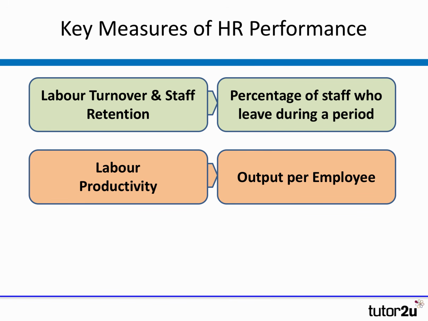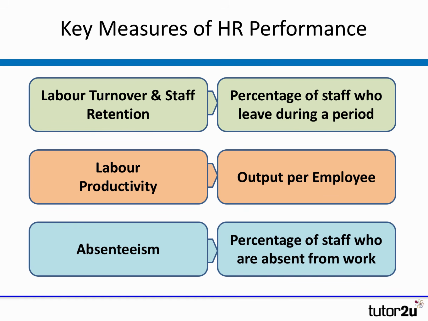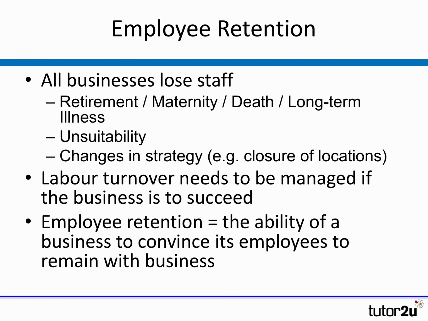Related measures which we look at in separate videos are firstly labour productivity, which looks at the extent to which each employee or employees in general are able to output into a business. For example, by looking at units per employee or revenue per employee. And we'll also take a look in another video at a concept called absenteeism, which looks at the extent to which staff are absent from work.